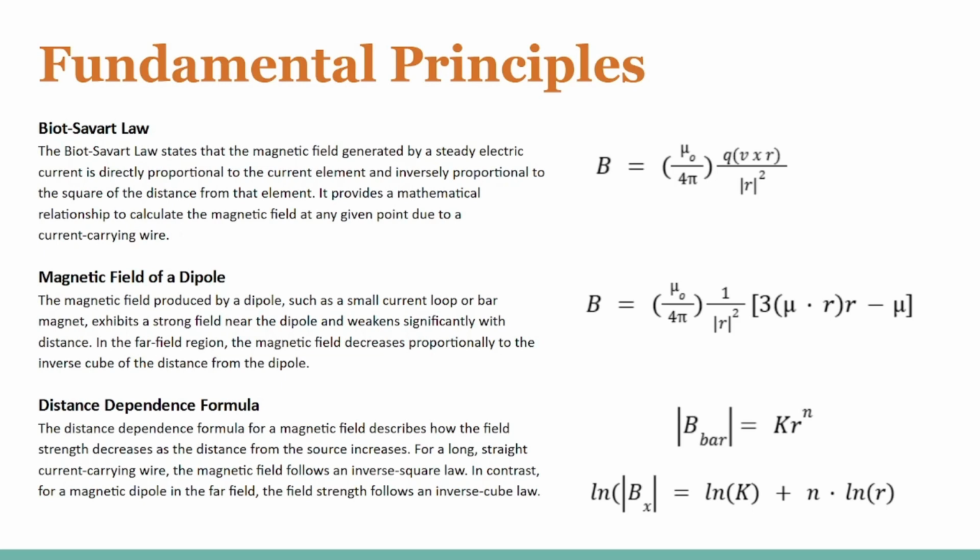And this is the general equation for a perpendicular charge. It is just negative 1/2 that of an on-axis charge. And then finally, the distance-dependent formula, which just shows that the magnitude of B is equal to k r to the n, and this ln function as well, which we're going to use to derive n and k.